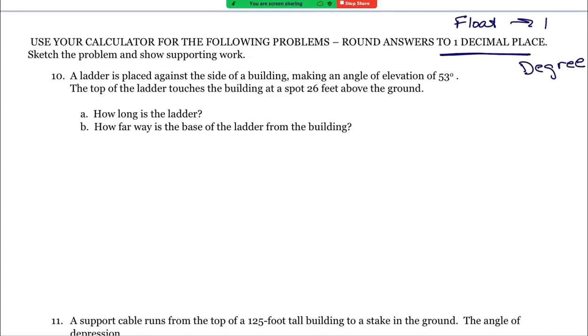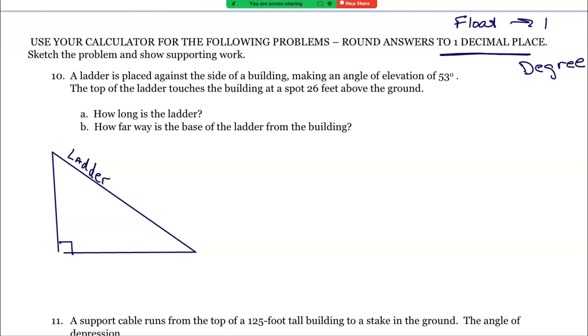Okay, a ladder is placed against the side of a building, making an angle of elevation of 53 degrees. So let's see if we can get that little sketch. And here's my ladder. Okay, remember these are all going to be right triangles. So there is my right triangle sketch. Now you've got to figure out, right here is your ladder. All right, your ladder is leaning against the wall.